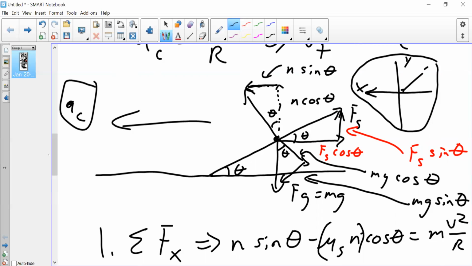That's why Fs cosine theta is negative right here. Mu Sn cosine theta is negative, then positive, and that's X. Positive X, negative X, nothing else. That equals the net force. And then Y, positive Y here. Oh, my pen is not marking, or the pointer. Yeah, positive Y, negative Y, and another positive Y.